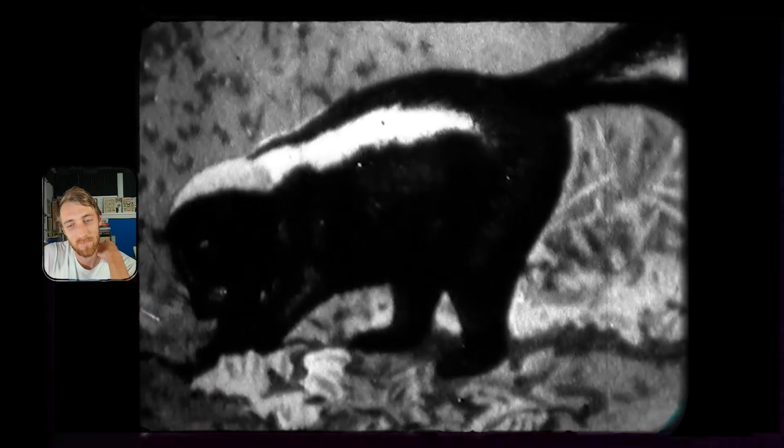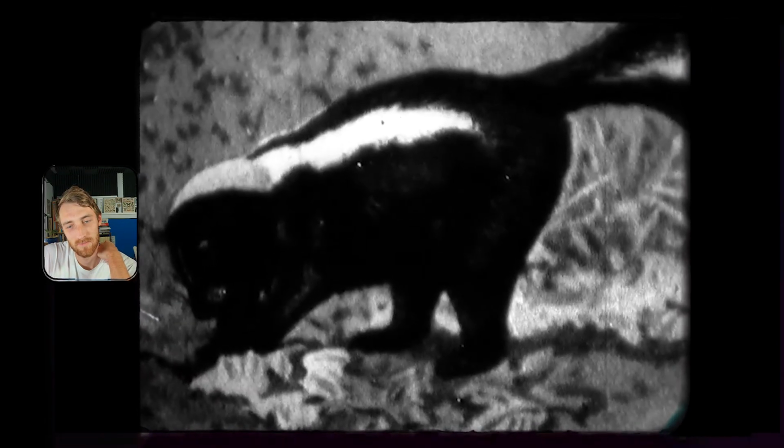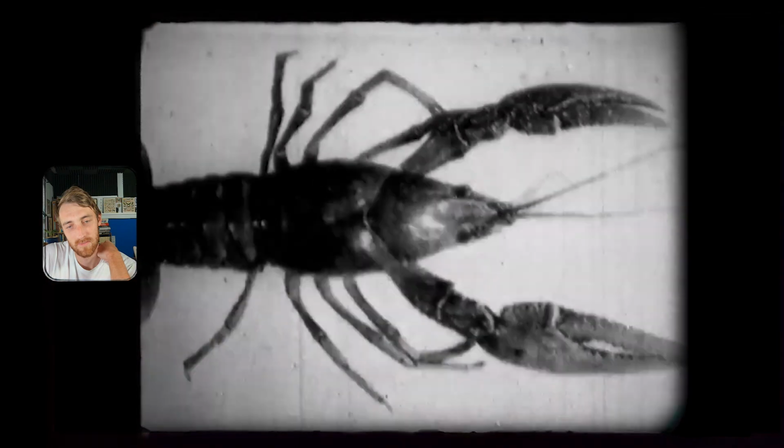That would chase the animal away. And so most of the animals in the wild stay away from the skunk because they don't care for this odor.